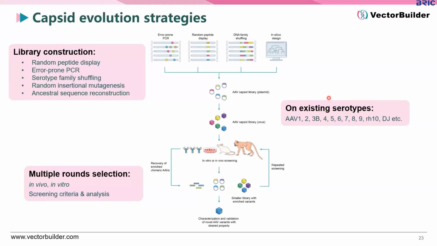Because VectorBuilder has been dealing with a lot of different serotypes, we can do this library construction on existing serotypes, like AAV 1, 2, 8, and 9, which are also very popular choices. After you prepare the plasmid library and package the virus library, you have multiple selections. For example, you can do in vitro screening on cells, and you can also do in vivo screening on mouse models or monkey. Based on your application, we can screen the AAV library based on, for example, RNA transcription level, DNA concatemer level, or even protein expression level. That will be very customizable by our customer.